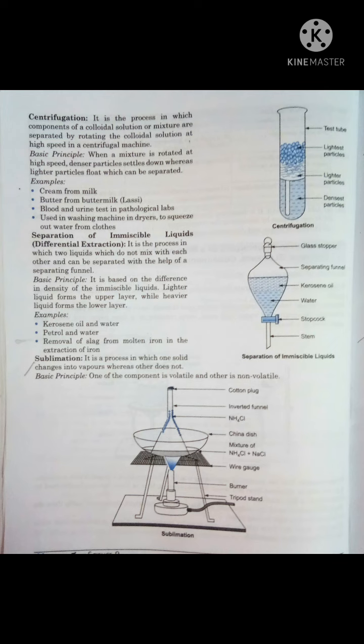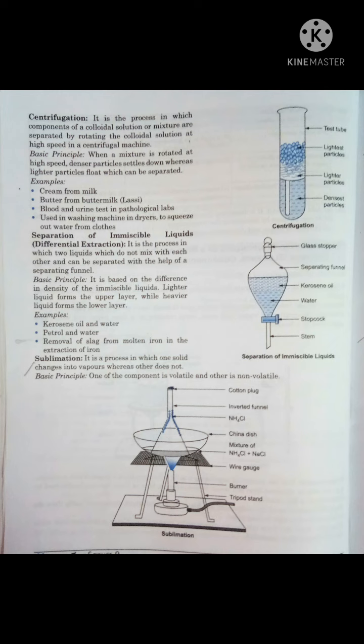It is one test tube. Lighter particles you see in the upper part, and below are the densest particles. That is the basic principle. Examples: cream from milk, butter from buttermilk, lassi, blood and urine tests in a pathological lab. These are the examples.